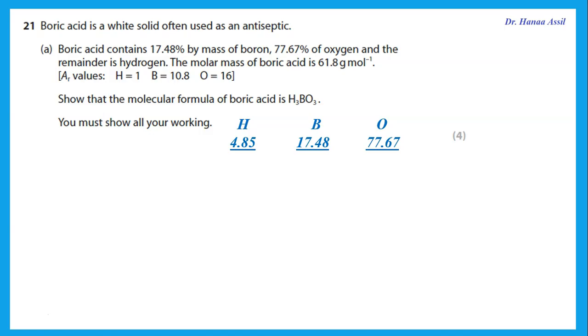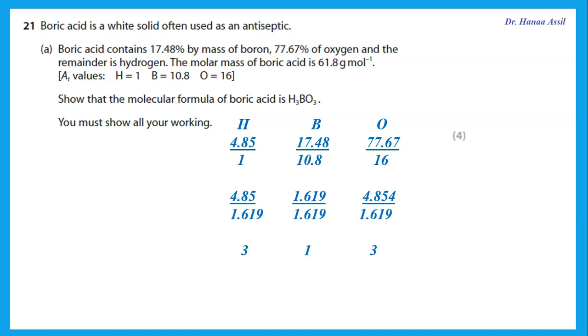Hydrogen is 4.85. Boron is 17.48. Oxygen is 77.67. Remember, we got the hydrogen from the remainder of the 100. So the hydrogen is 100 minus the percentages of boron and oxygen. So that came out to be 4.85. And we said to get empirical formula, the first step is divide by the mass number of each of them. That gives numbers. We look at the numbers, divide by the smallest to simplify the ratios.